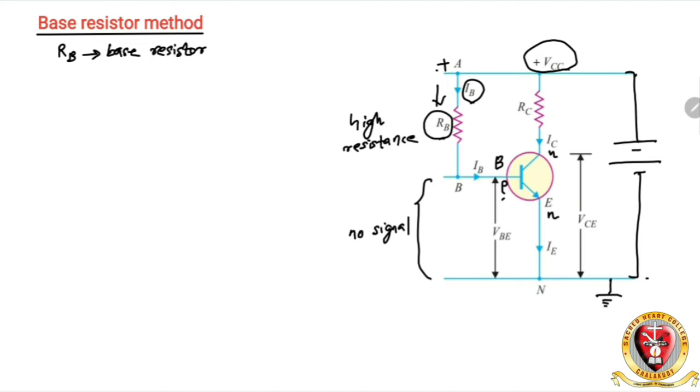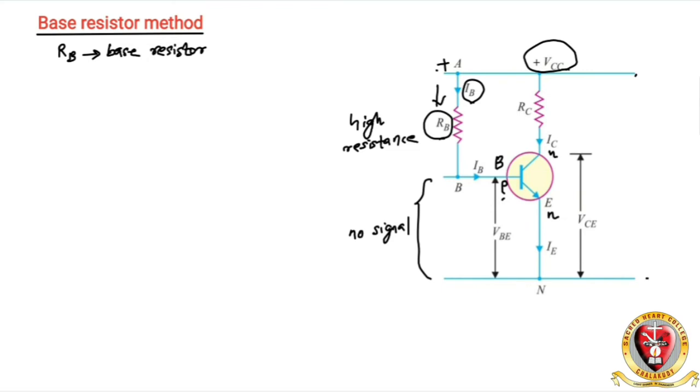Even if these two ends look open, it does not mean that there is no power supply in between. This plus VCC means that the positive end is connected to the battery, or there is a power supply here in between collector and emitter. So this end is always grounded. So this is the circuit.